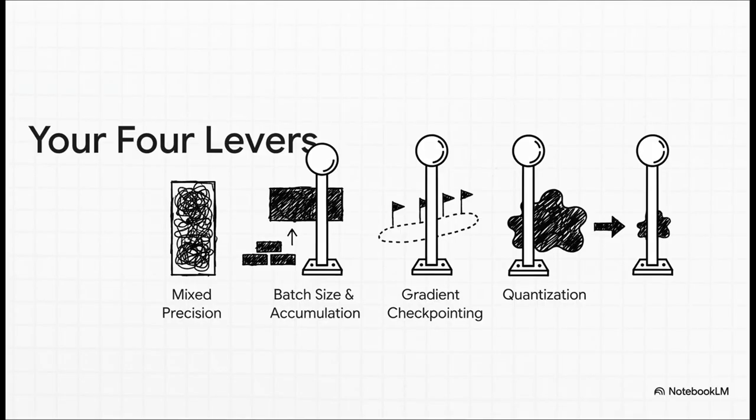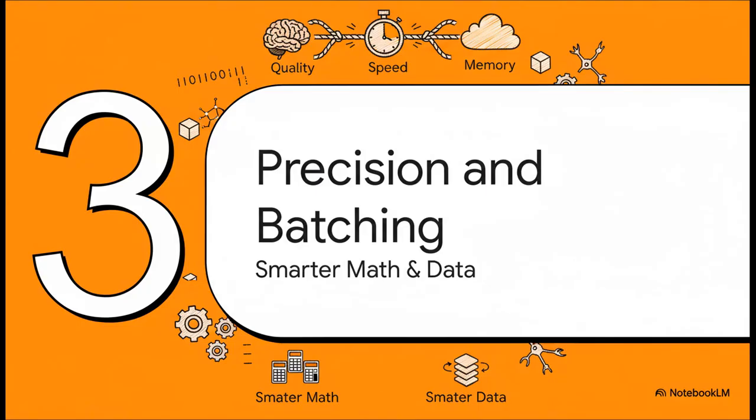All right, here they are. These are the 4 levers that determine whether your training run, well, even starts. We've got mixed precision, batch size and its buddy gradient accumulation, then gradient checkpointing, and finally, quantization. Getting a handle on these is how you win that tug of war. First up, precision and batching. This is all about smarter math and smarter data.